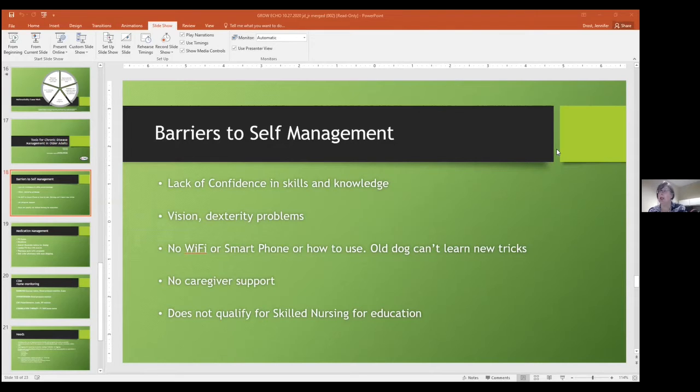But in our population at the free clinic, most of our people struggle with social determinants and food insecurities and things like that. So it's not a benefit that they have. All right, next slide.